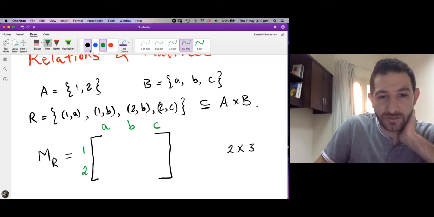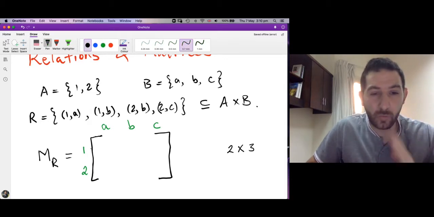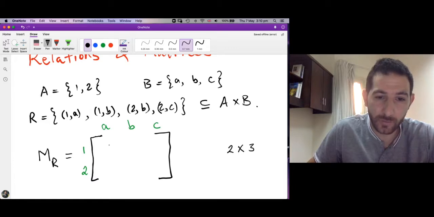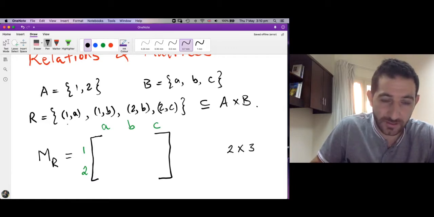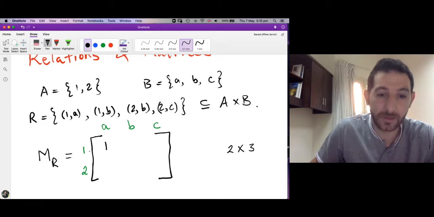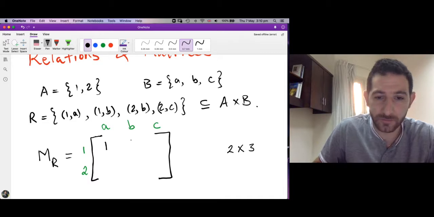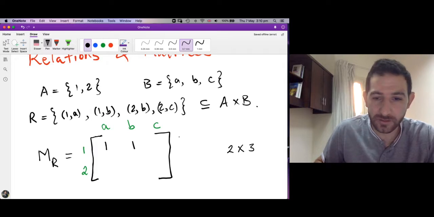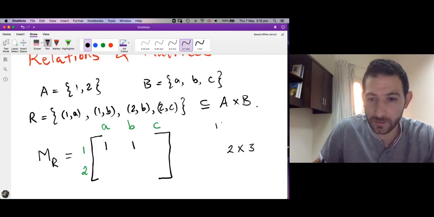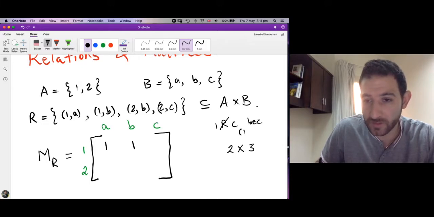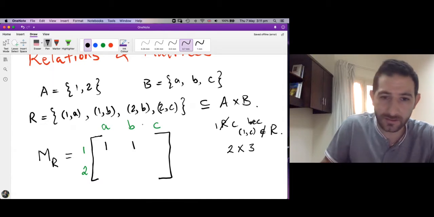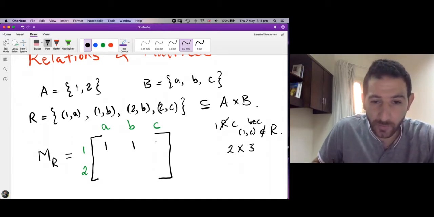Now, how will we proceed? If 1 is related to a, then we will put 1. So since 1 is related to a, we have a 1 here. Is 1 related to b? Yes, it is. So we put 1 here. And 1 is not related to c. Why? Because the pair 1c is not an element of the relation R. R is a set. It has 4 elements. So we put 0.